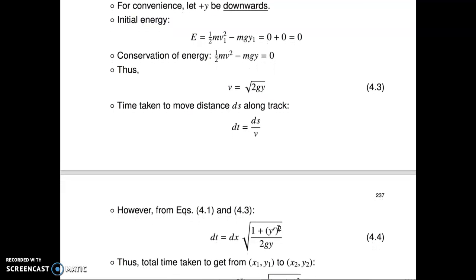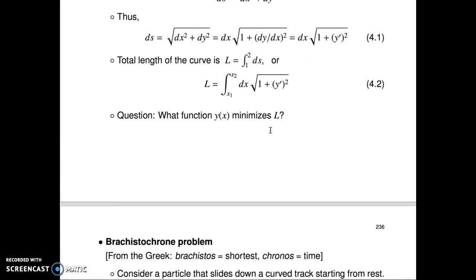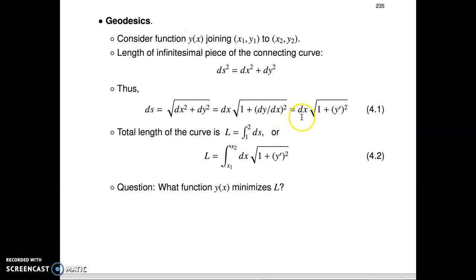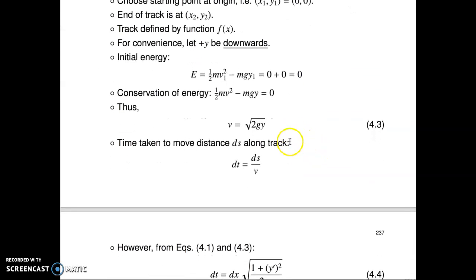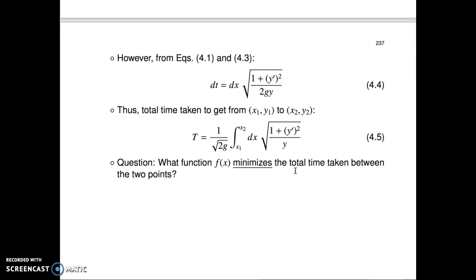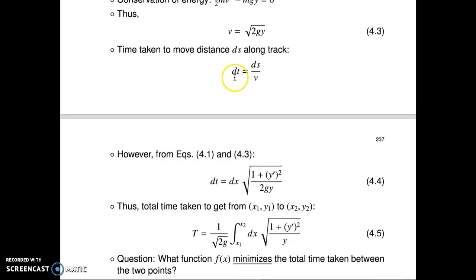But look, we also have an expression for ds. If you go back to the previous problem, we have ds is equal to dx times the square root of 1 plus the square of y prime. So I use that equation as well as 4.3, so equations 4.1 and 4.3, and I find that the infinitesimal time it takes to go this distance ds is given by this expression, dx times the square root of numerator divided by denominator.